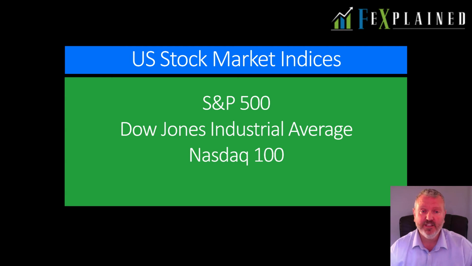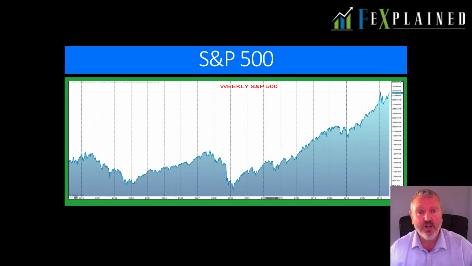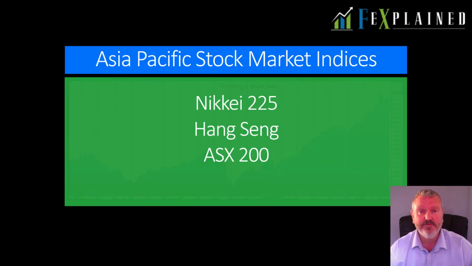Next we're looking at the US stock market indices. Examples of these will be the S&P 500, often seen as the US benchmark index, the well-known Dow Jones Industrial Average, a historic index, and the Nasdaq 100, mostly focused on tech stocks. And here we have a longer term example, a weekly chart of the S&P 500 index.